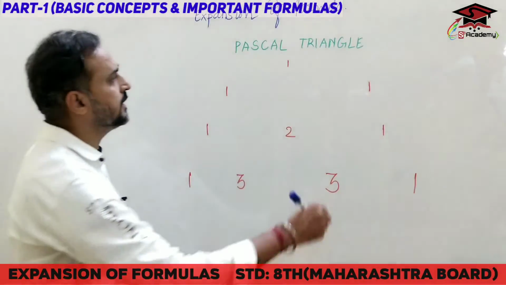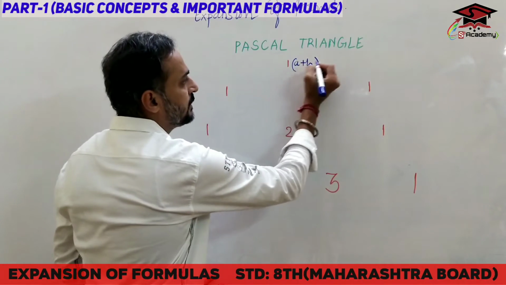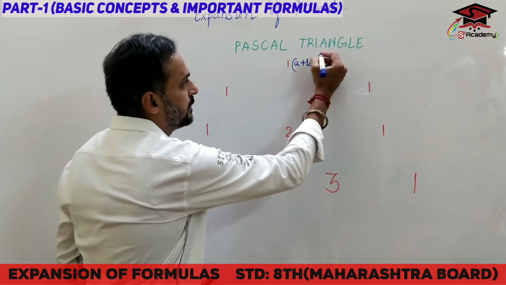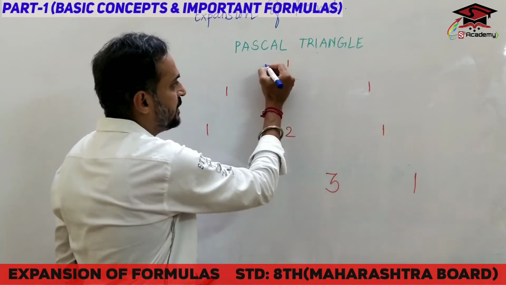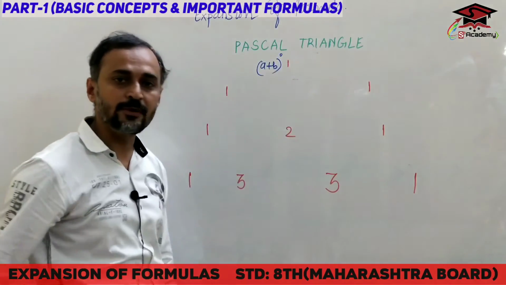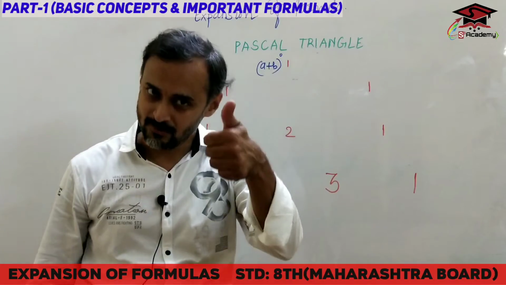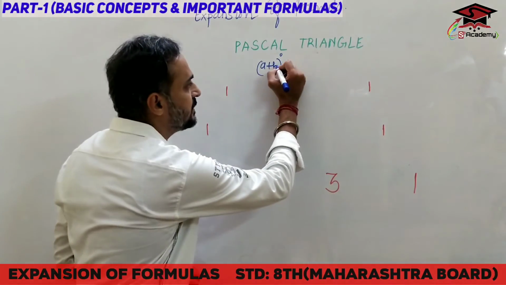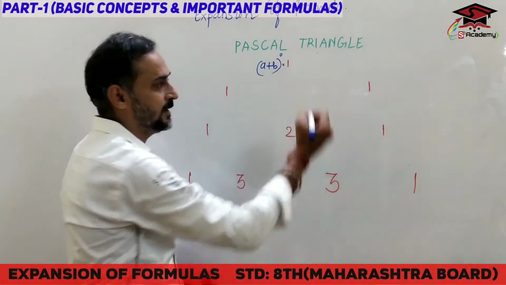Let me take the variable. Okay, I'll take a plus b, raised to 0. Just a minute. That is the rule of the indices: anything raised to 0 is what? 1. Yes, so a plus b the whole raised to 0 is considered to be 1.